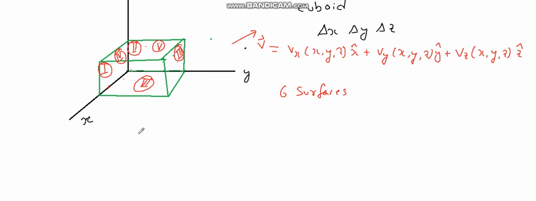Now we will take the first surface. What is the value of V at that surface? Of course, imagine this is the origin, so that must be delta x. So on surface 1, the value of x is delta x.